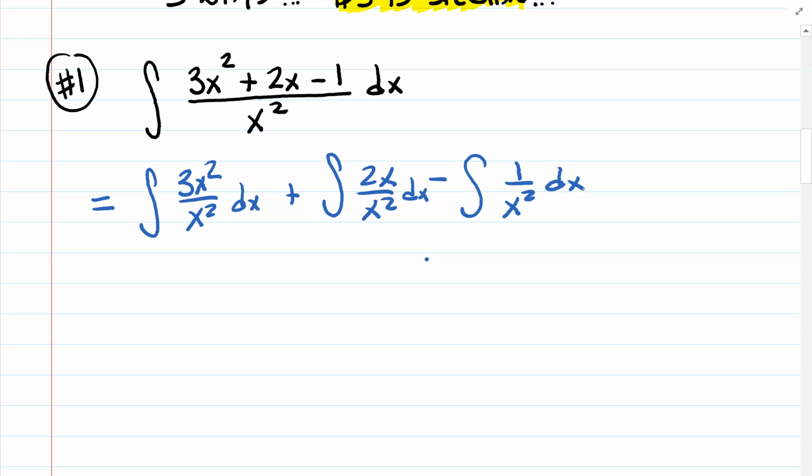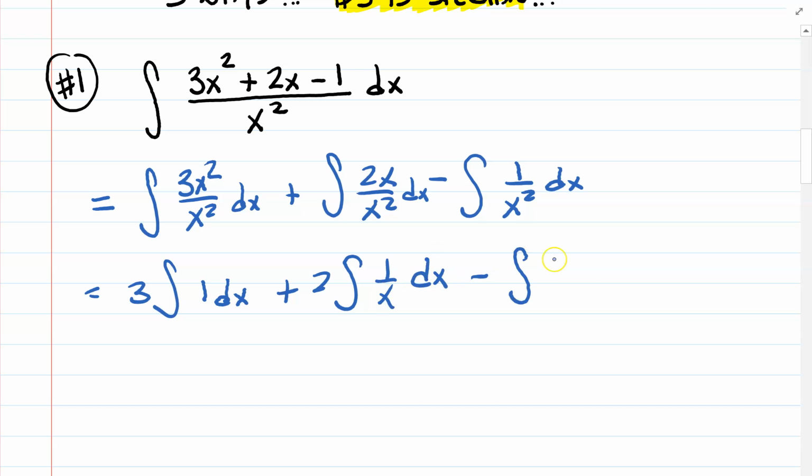Then we can simplify our fraction and pull our constants through. This is 3 times the integral of 1 dx plus 2 times the integral of 1 over x dx minus the integral of 1 over x squared dx, okay? This is going to be 3x, because the antiderivative of 1 dx is x. This is going to be plus 2 times the natural log of x, which we all know now because we have the integral of 1 over x.